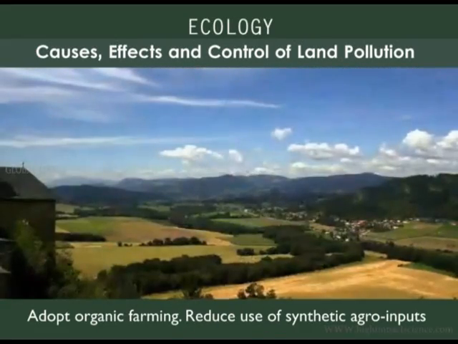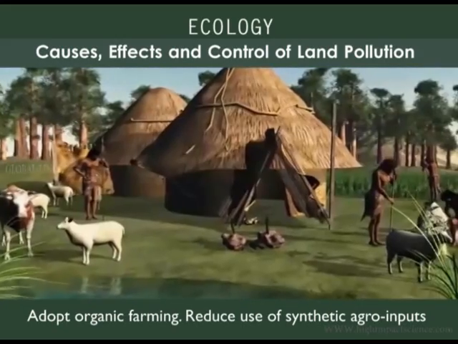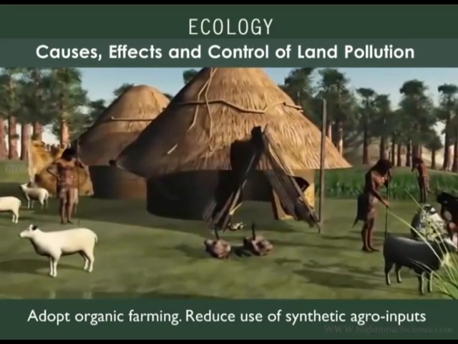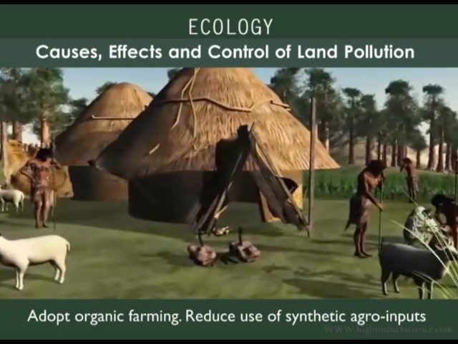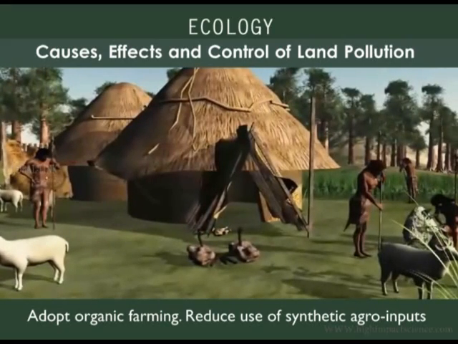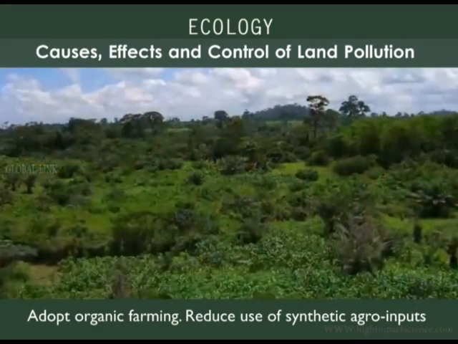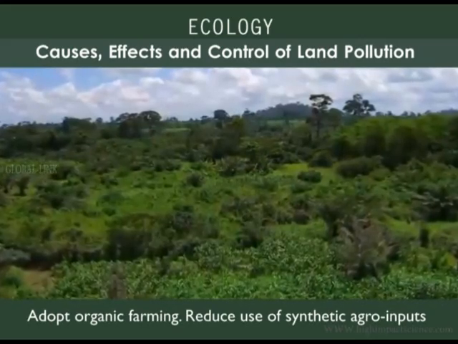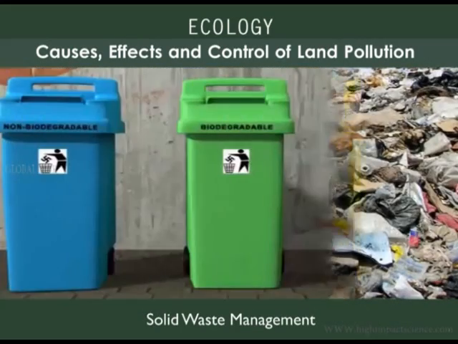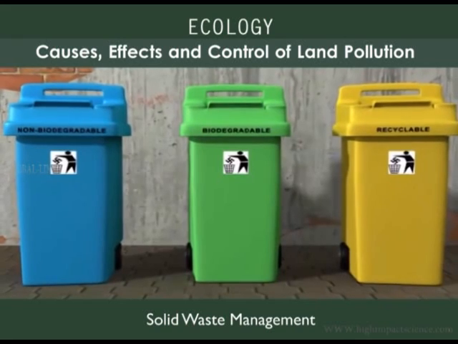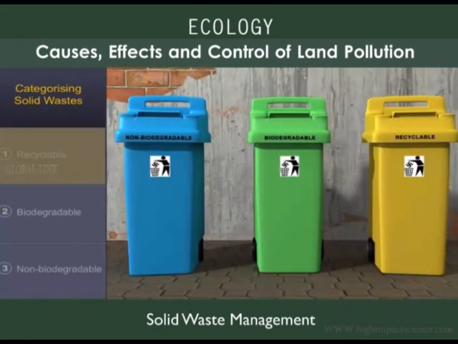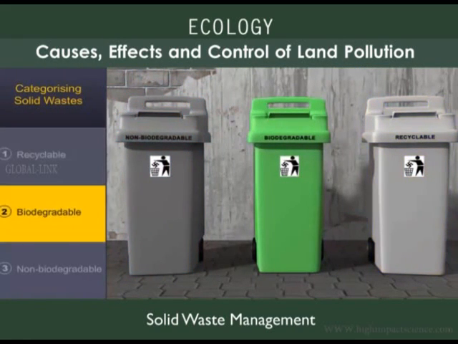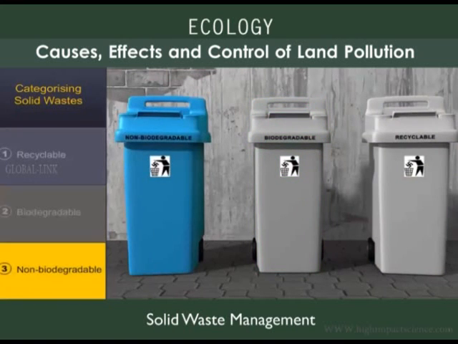Soil pollution in agricultural activities can be reduced by adopting organic farming and reducing the use of non-biodegradable synthetic agrochemicals. How about solid waste? The best way is to segregate it into three categories: recyclable, biodegradable, and non-biodegradable.